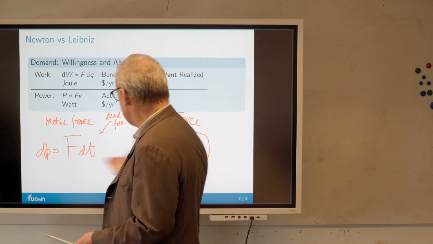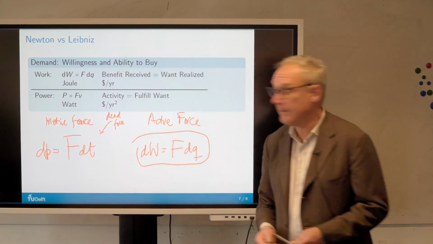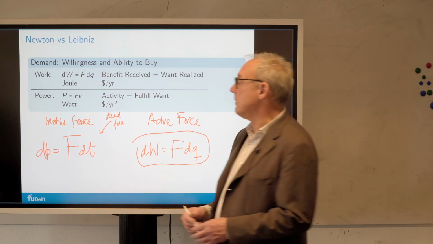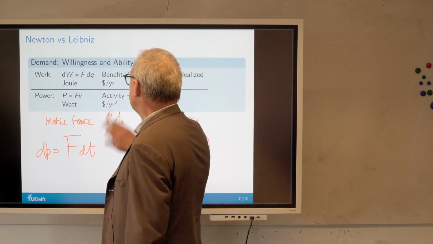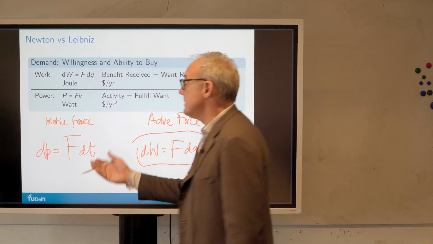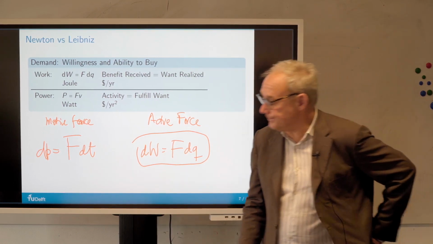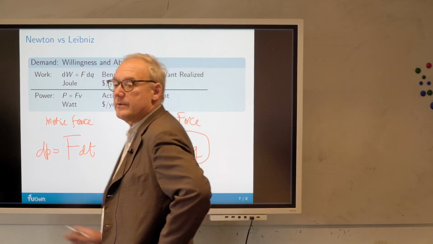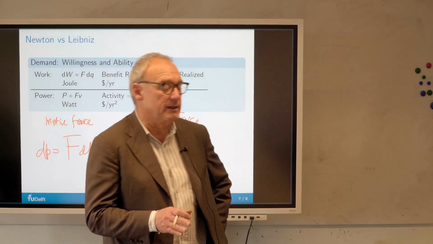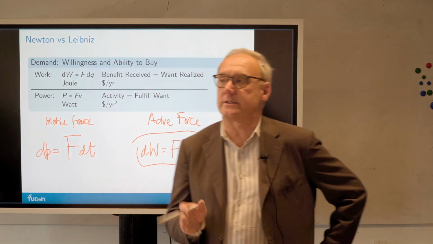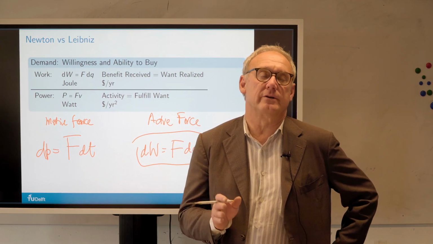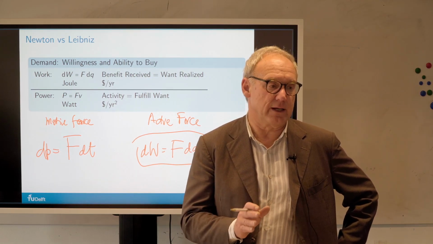So how do we reconcile this? How can both be right? How can both be forces? So we have two notions of force. We have this active force, and we have this motive force. This is the dead force. Now, we'll reconcile this, but the easiest way to do that is to immediately understand what is the economic equivalent of these two different things.